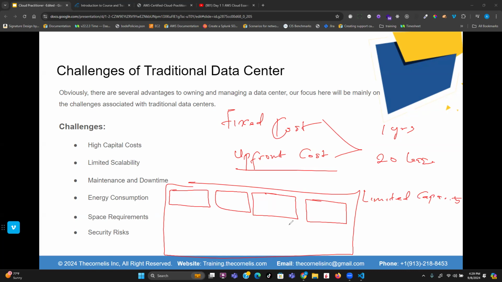You know, when they say something is scalable, you can scale it up. If you put too many servers, let's say the place is like 50 by 50, by the time you put like 100 servers there is no more space. So there is limited capacity.